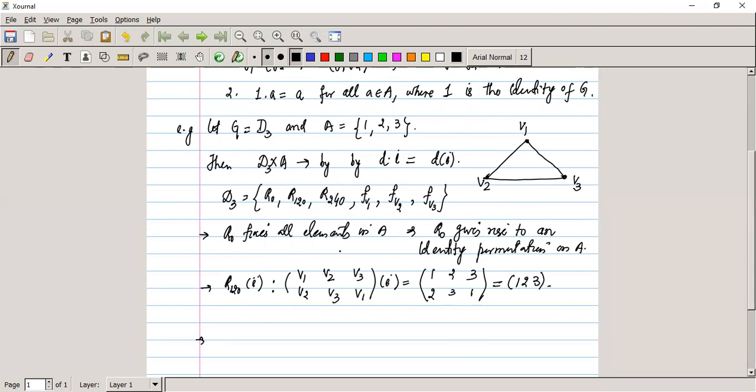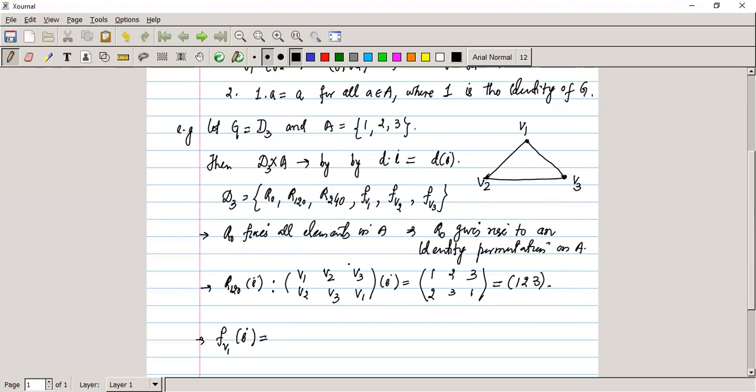Similarly, the rotation of 240 degrees will give rise to the permutation (1 3 2) on the set A, which contains elements 1, 2, 3. Now let's look at how these reflections give rise to permutations. Suppose let's choose F V1 of I.